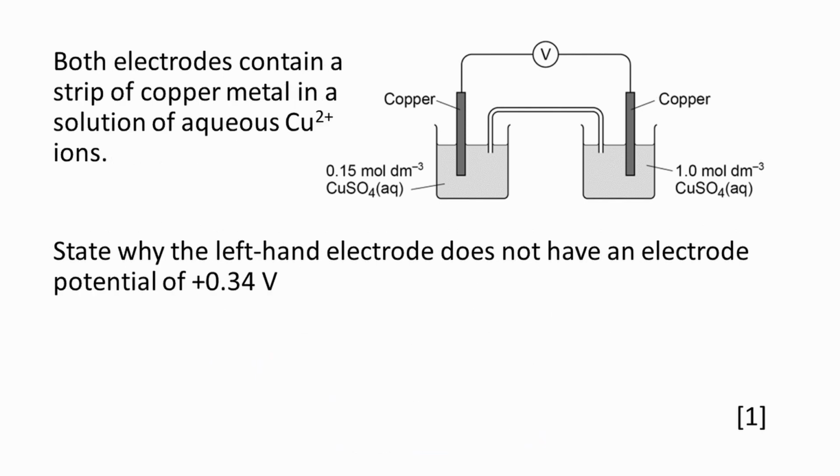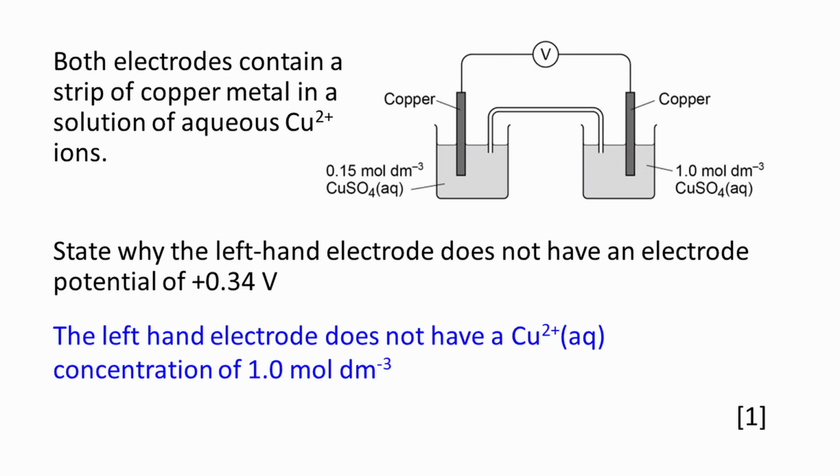Next, we have to state why the left-hand electrode does not have an electrode potential of plus 0.34 volts. This electrode would have an electrode potential of plus 0.34 volts under standard conditions. However, the left-hand electrode does not have a concentration of Cu2+ ions equal to 1.00 mole per decimeter cubed.